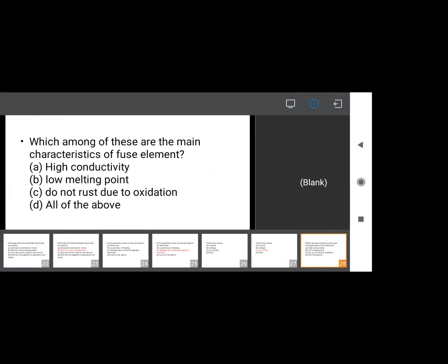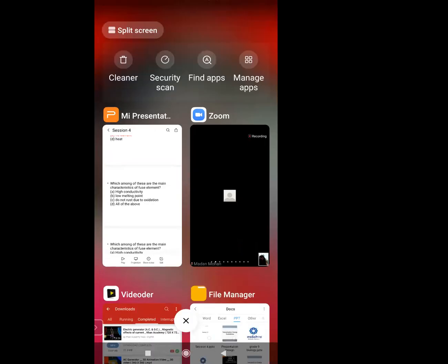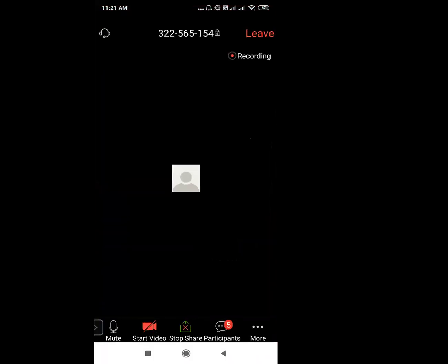And now it is your time. Do you have any question, children? Ma'am, I have a doubt, ma'am. Yes. Ma'am, what is the function of armature? Armature is a soft iron core. It doesn't function. It supports the winding.